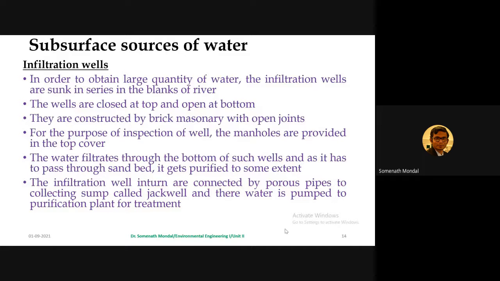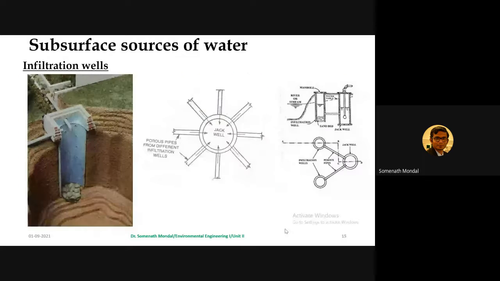So we'll go and see this. Here you can see what I was talking about. The open joints will be there, and then we will have pipes from different infiltration wells which will come to the jack well. You see the jack well: on the left-hand side we have a realistic photo, and on the right-hand side we have the schematic of that.